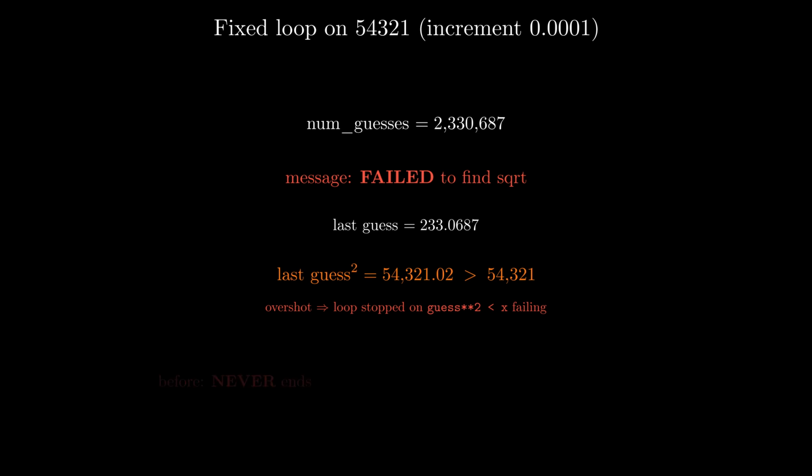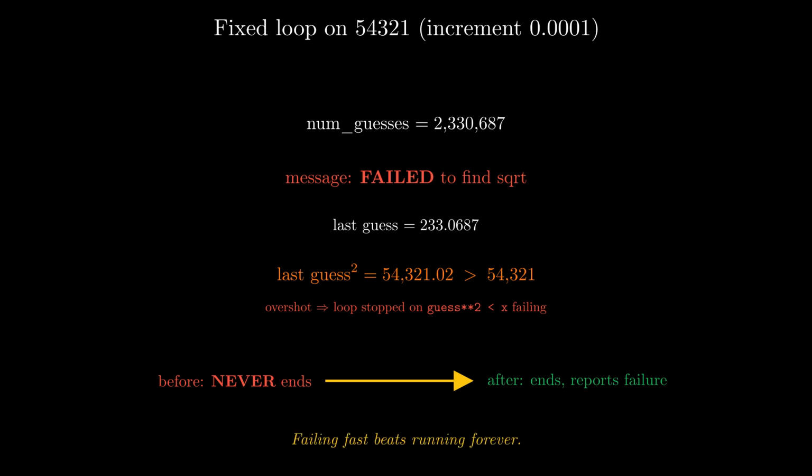The lesson is that the program now terminates with an honest answer. It failed instead of spinning forever. Failing fast beats running forever. We do not want to fail though. One cure is a smaller increment. Instead of adding 0.0001 each pass, we add 0.00001, 10 times finer. That multiplies the work by 10. We wait maybe 10 seconds, but it finishes.